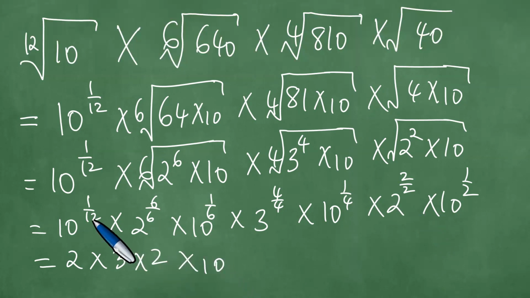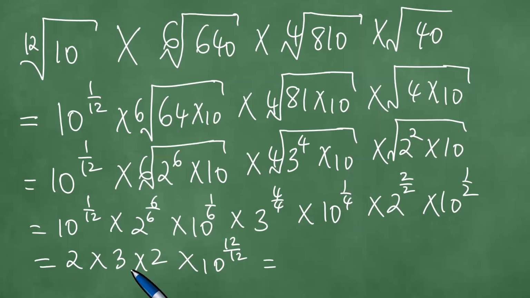Now the 10 to the power: this one is 1 out of 12. This one is 1 out of 6, but it's like 2 out of 12. This one is 3 out of 12, and this one is 6 out of 12. So 1 plus 2 is 3, plus 3 is 6, plus 6 is 12. 10 to the power 12 out of 12 is 10 to the power 1.